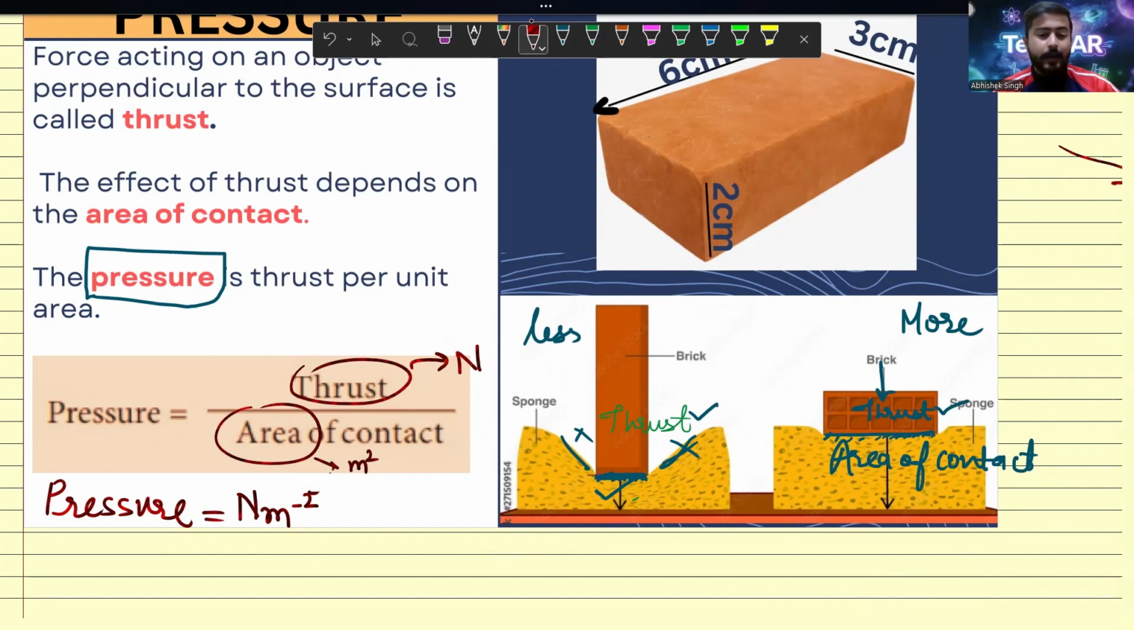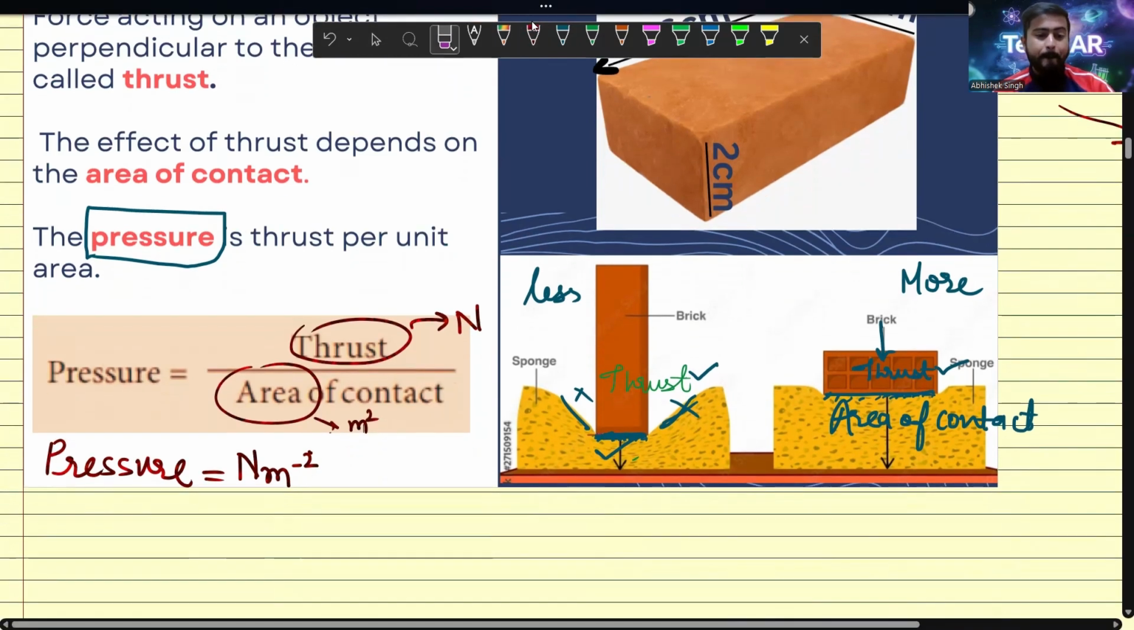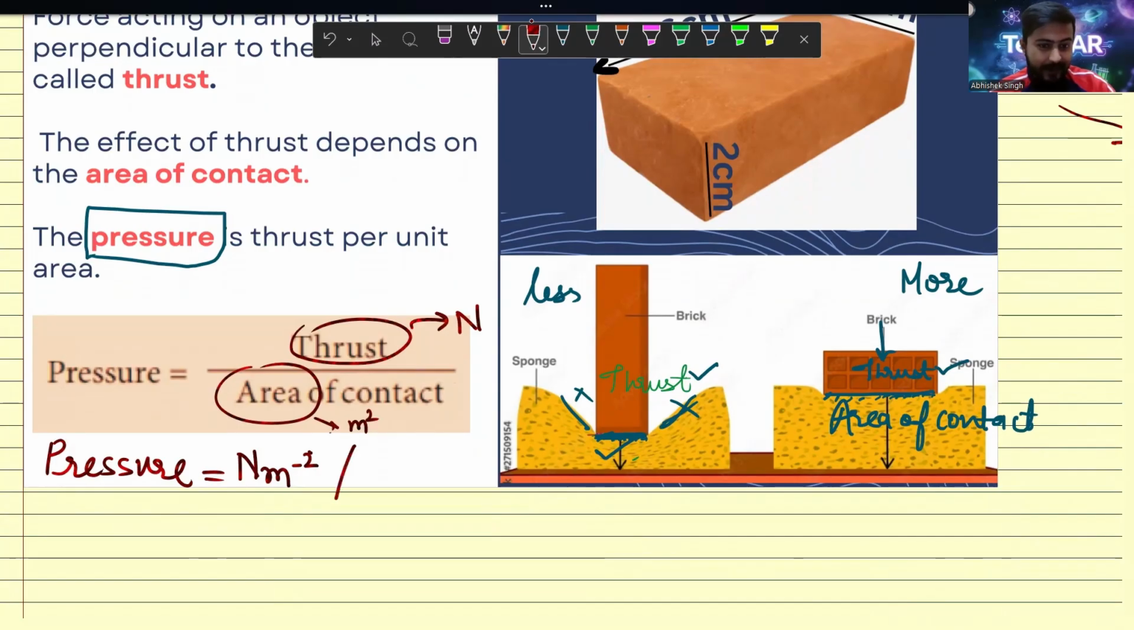Newton per meter square. And this is also known as, many of you are correct, Pascal. We represent it with capital P and small a. This was named after a scientist, that's why it's represented in capitals. So we can find out pressure in Newton per meter square or Pascal. They both are the same thing.